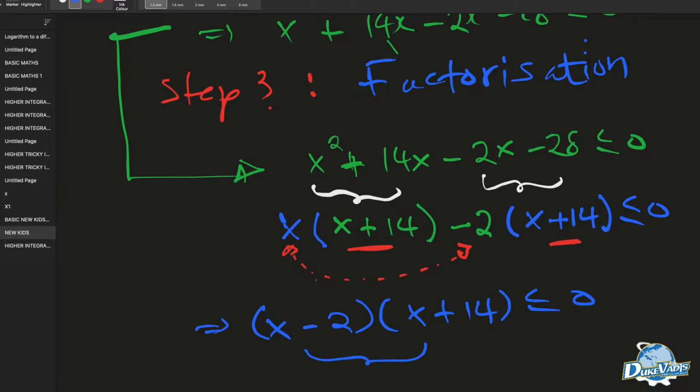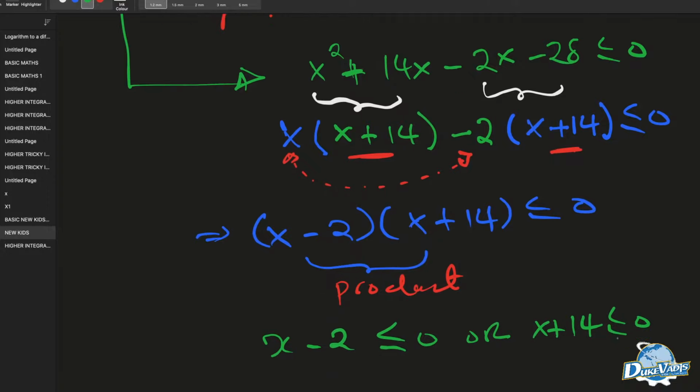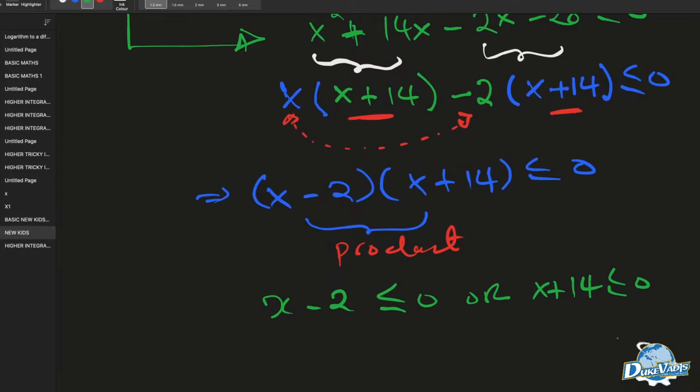Yeah, it's a product of two factor values. So this is a product of two values. Okay, so now we can say that x minus 2 is less than 0. And since they're multiplying, I'm saying or x plus 14 is less than 0. If that is the case, when we solve them individually, then what can we say?